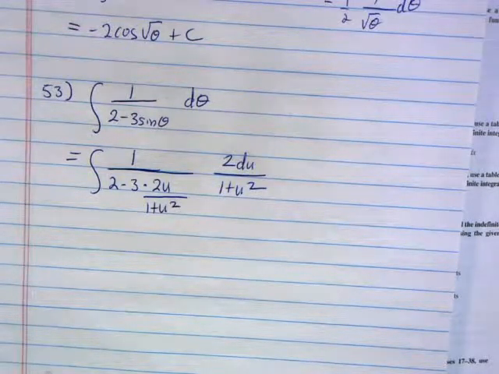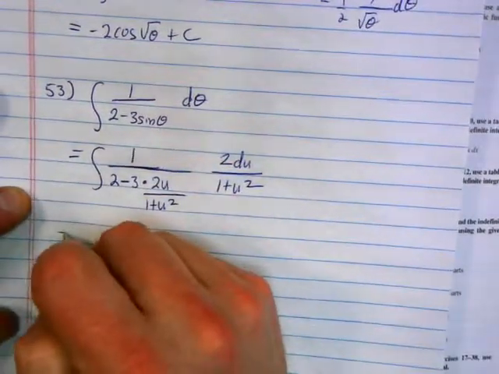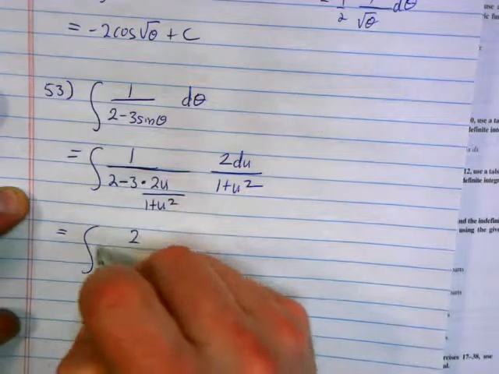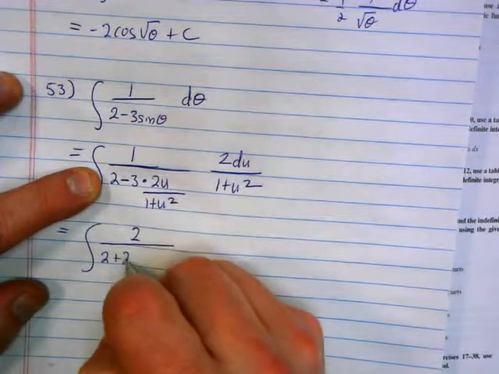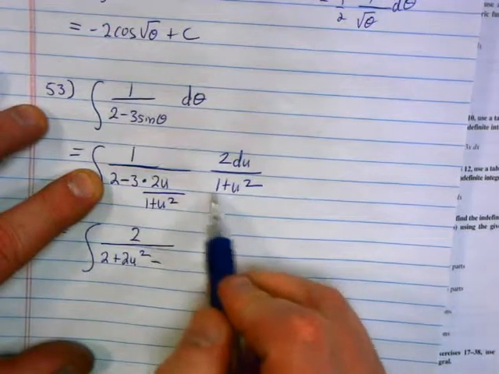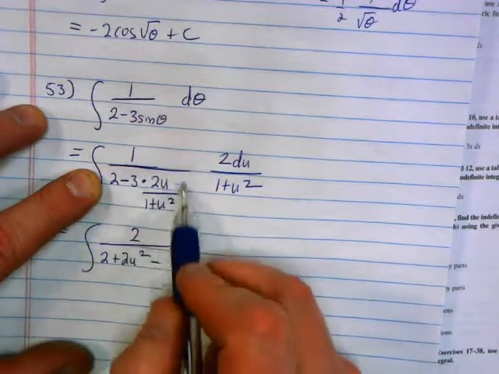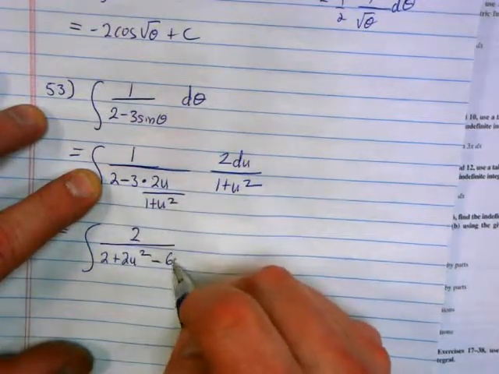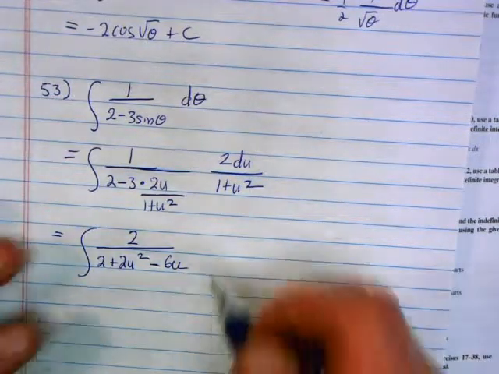Now what? Distribute the 1 plus u squared. That's a minus right there, and that one's a times. All right, so we're going to have the integral of 2 over, when I distribute, 2 plus 2u squared minus, when I take this 1 plus u squared and multiply it by this, I'm just left with 6u, du.